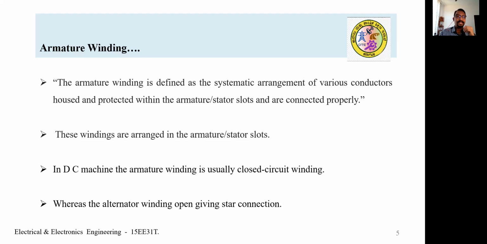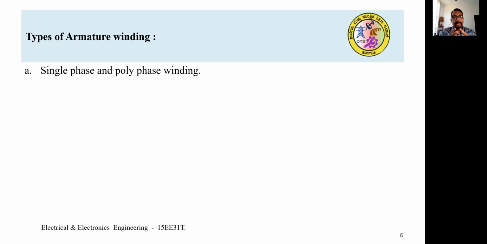Now this is the introduction regarding what is meant by the armature winding of an alternator. Next, we have different types of armature windings like that of a DC generator. But in a DC generator, we have only the lap winding and the wave winding. In the case of an alternator, the types of winding depend upon the type of machine itself. If it is a single phase machine, we have single phase winding. If it is a three phase or polyphase alternator, then we have to go for a polyphase winding or three phase winding.